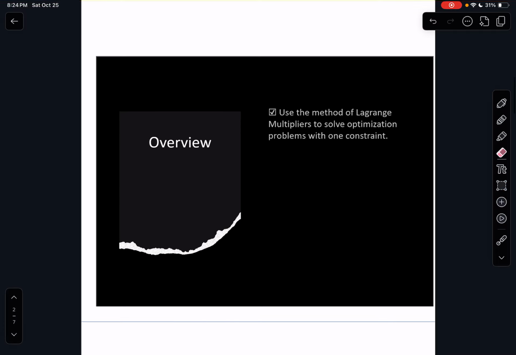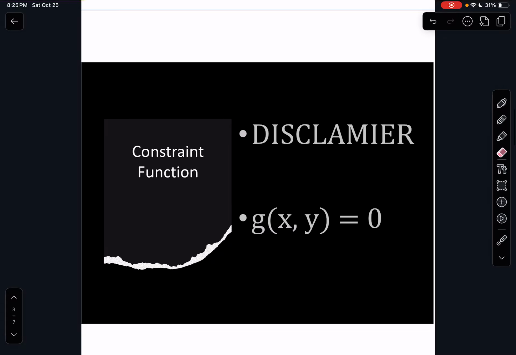Without further ado, we're going to think of this overview as things you need to master. We want to master the use of Lagrange multipliers to solve optimization problems with one constraint for functions of two variables, and it's important to keep in mind that there exists a constraint function, g of x, y, which equals 0. We need to ensure that this equation equates to 0. This concept may confuse some of you, but I find it best to just dive right into the learning experience to better understand how to figure out these problems of optimization.